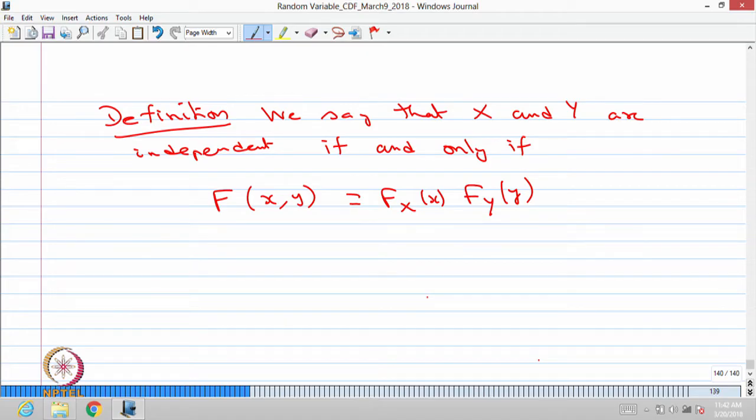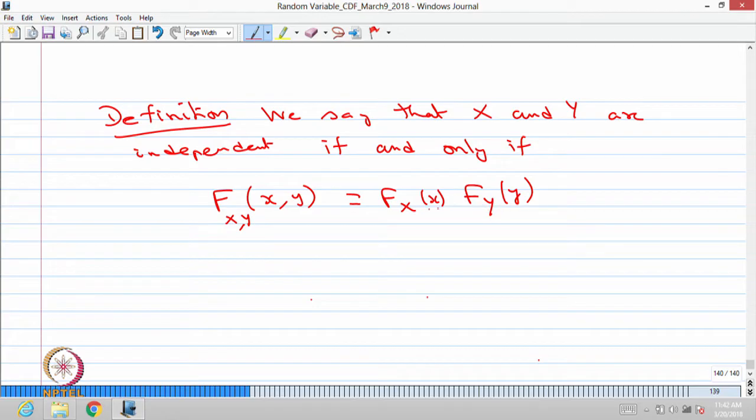Whenever I write the suffix, that means the CDF corresponds to those random variables. So, F suffix X, Y means it is the CDF of the two-dimensional random variable. F suffix X means it is the CDF of the random variable X. F suffix Y means the CDF of the random variable Y.